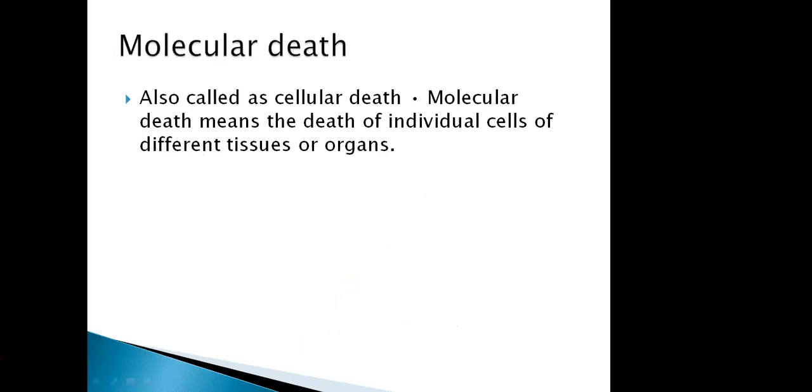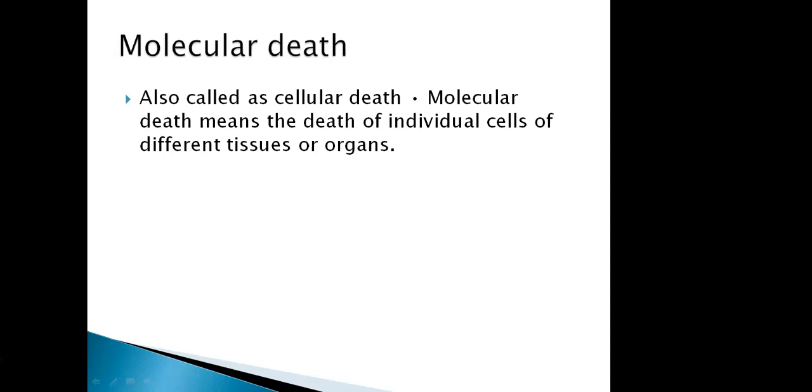Then what is molecular death? In the first stage, what happens? All three vital systems, this tripod of life, have stopped. But what about each and every individual cell? Individual cells will die after some time. That's why we do organ transplantation, corneal transplantation, all those procedures after somatic death.